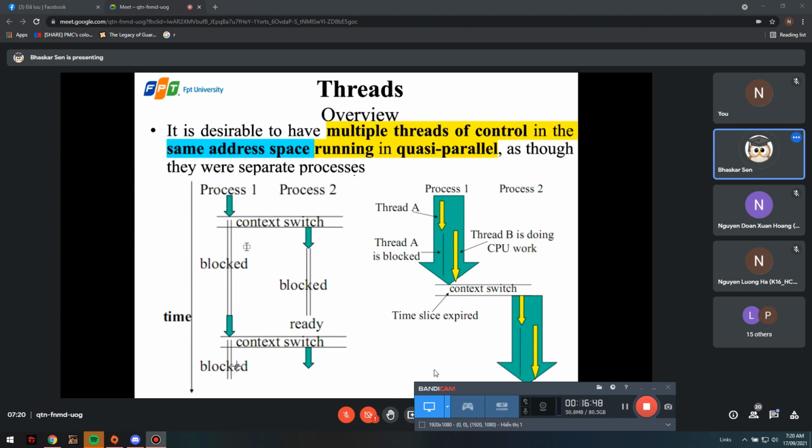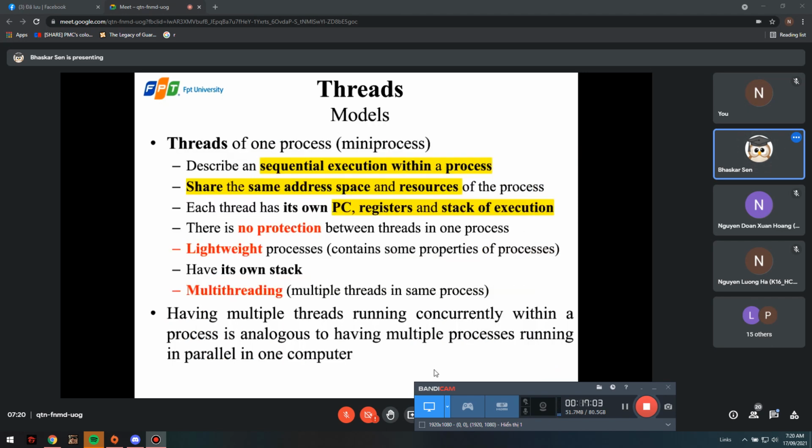That is the thing that we have to understand. The next one that we are going to look at is what we call a model.